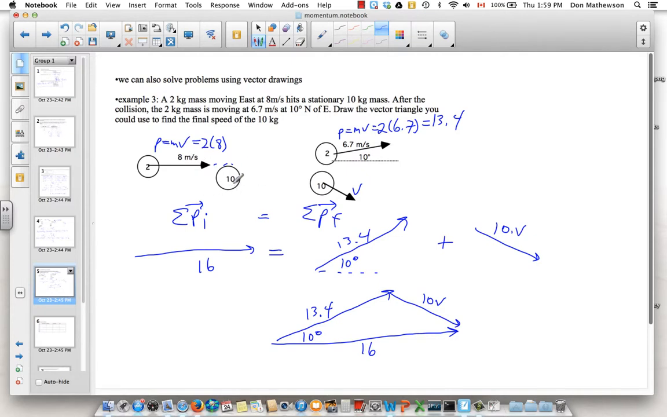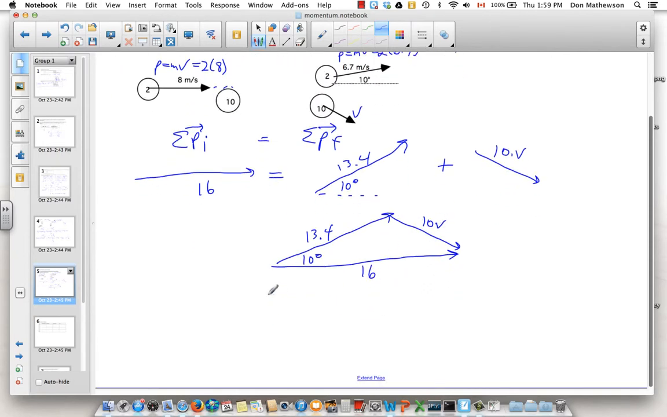That works whenever one of the objects, either before or after, is at rest, and then the 3 vectors have to add together, or rather the final vectors add together to give the sum of the initial vectors. As long as you only have 3 vectors, it will always be a triangle and can be solved in this way.